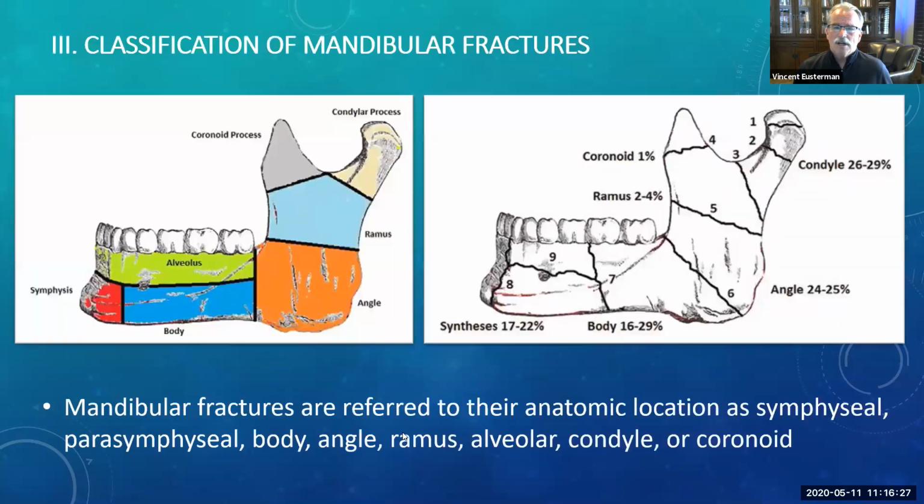Classification of fractures are generally by anatomy. We classify them as symphyseal, parasymphyseal, body, angle, ramus, alveolar, condylar, and coronoid. And they're shown here with the variety of different incidences. So the most common is the condyle and the angle. These are the areas that are affected most frequently.